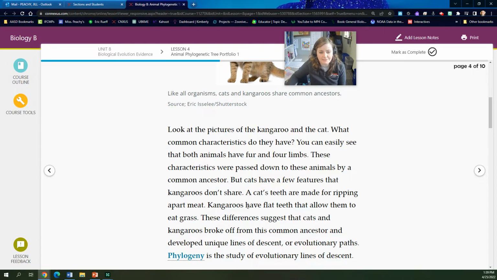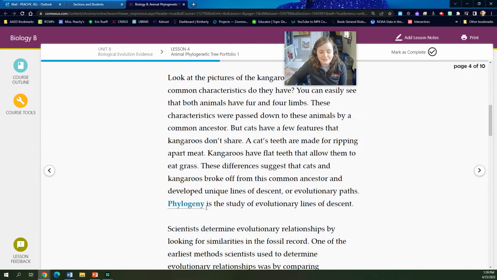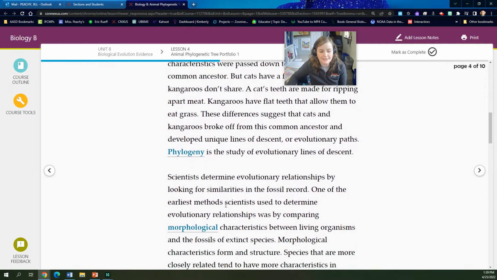For example, cats have really sharp teeth because they eat meat. They are carnivores. In fact, what do they call them? They're obligate carnivores. They have to eat meat. Kangaroos, on the other hand, have flat teeth that allow them to eat grass. So those differing characteristics tell us that they are somewhat different from each other as well. And it's these differences that suggest that cats and kangaroos broke off from a common ancestor, because they don't share all characteristics in common, but they do share some.